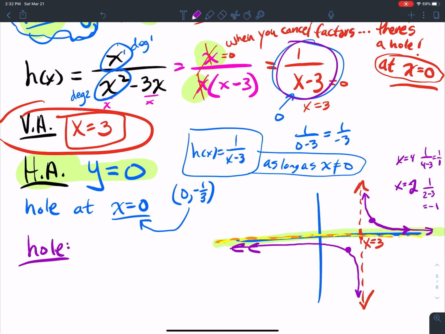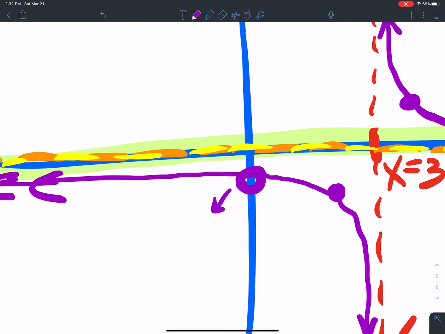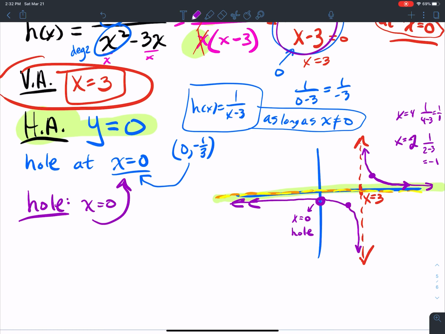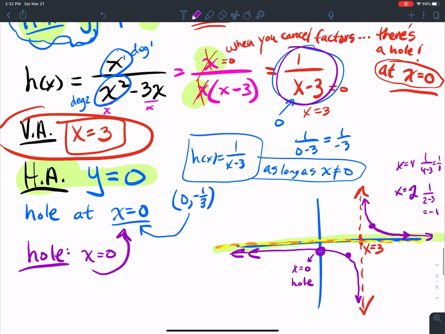Where's our hole? Our hole is at x equal to 0. So that means right here at x equals 0, we have a little hole there. So I'm going to be expecting you to tell me at x equals 0, there's a hole. So you better put a little circle there in your graph.